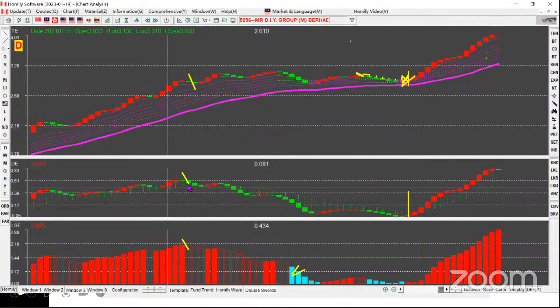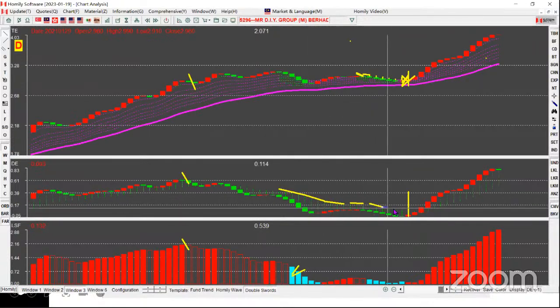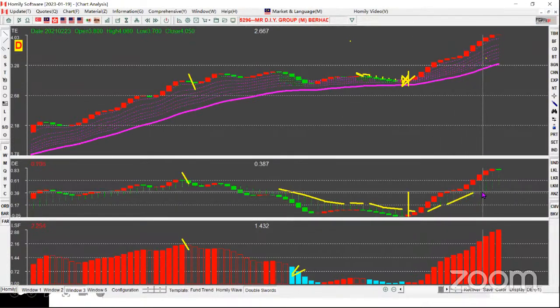The meaning of the tail in DE is just a moving average line.